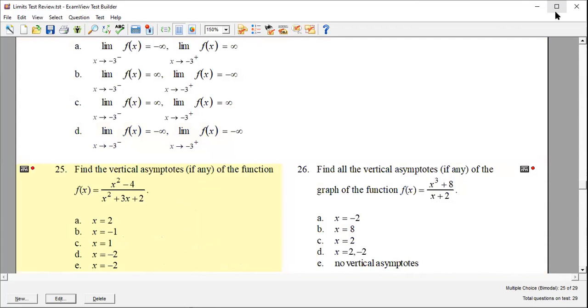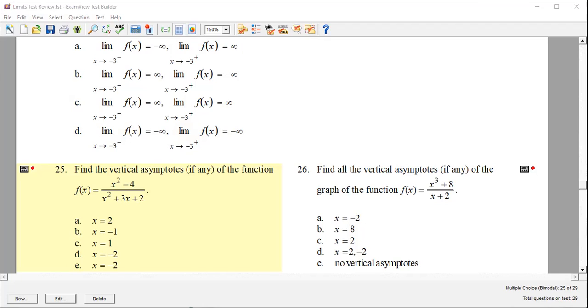25, vertical asymptotes. How do we find those? The ones that don't cross out, the denominator equal to 0, but we got to make sure it doesn't cross out first. I'm going to write this function down. You guys will be able to see it. So here's your function, x squared minus 4 over x squared plus 3x plus 2.